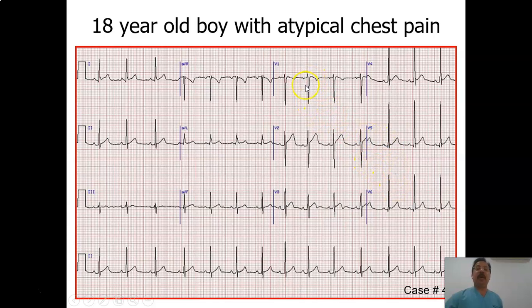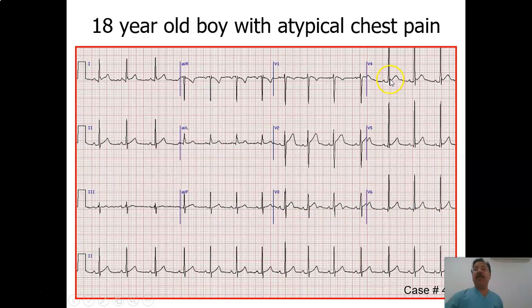As far as the bundle branch block is concerned, the QRS complexes are narrow, so no evidence of bundle branch blocks. ST segment elevation: it seems the ST segments are suspicious here in V2, V3, V4, V5 and V6 as well, and lead 1 as well. So look, is there any ST segment depression associated? Reciprocal changes? No. So this is doubtful ST elevation.